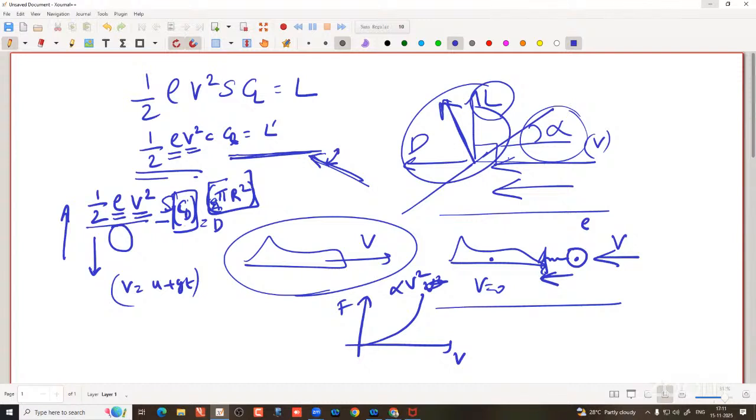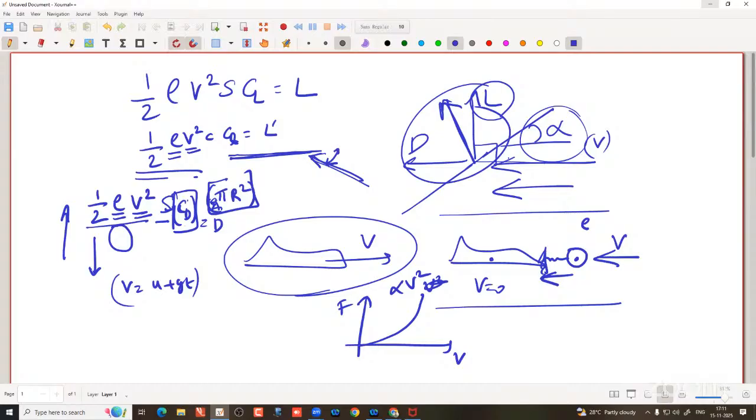So the core idea is the drag force that the object experiences is proportional to half rho v square. This is true for lift as well as for drag. Now, the crucial point here is that the lift and drag are just two components of one resultant, the total aerodynamic force, which we are dividing into two different components.